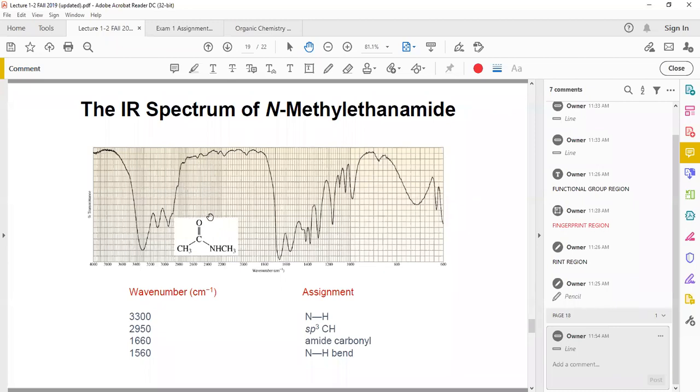I know we don't cover this kind of organic molecule yet, but it's easy to identify because we have the carbonyl group and we have the amino area, okay? And when we look for those first and then go into the bending region, okay?